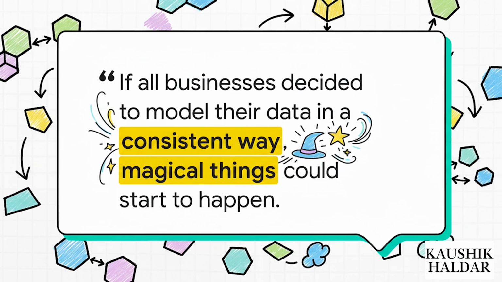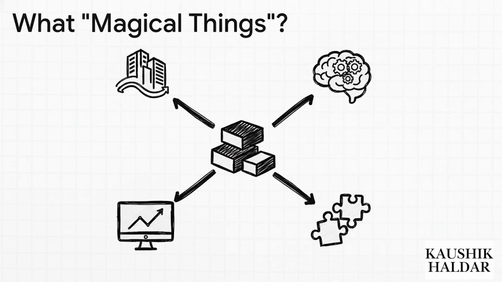That's when magical things happen. So, what are these magical things they're talking about? Let's break it down. What's the magic? Well, first off, your data can finally flow freely between departments and systems. No more wasting time on manual translation. Your machine learning models get smarter, instantly, because they're not burning cycles trying to guess what your data means.